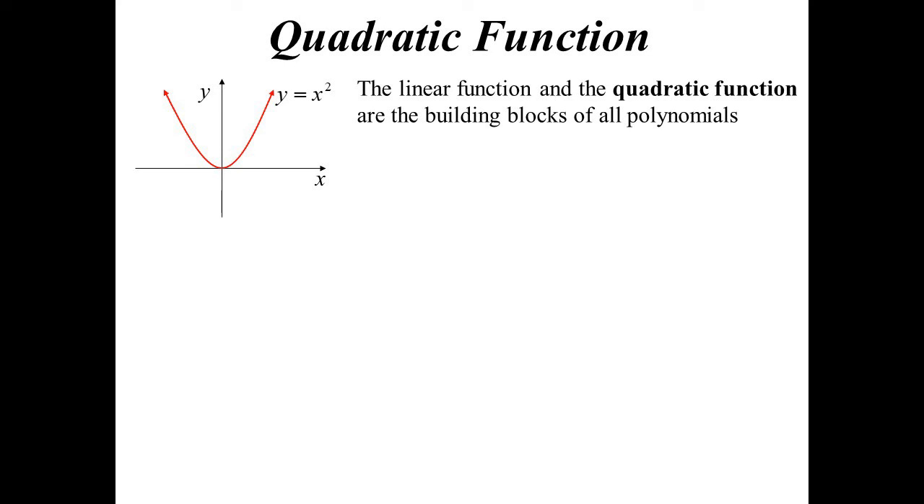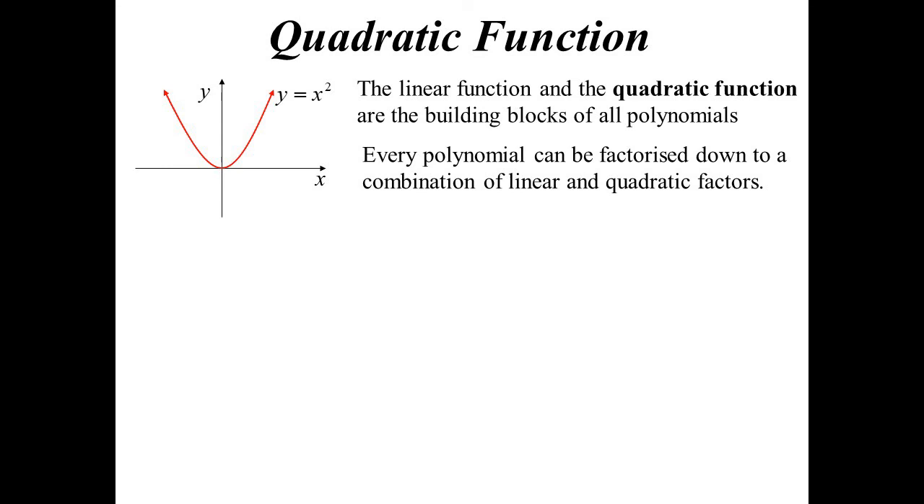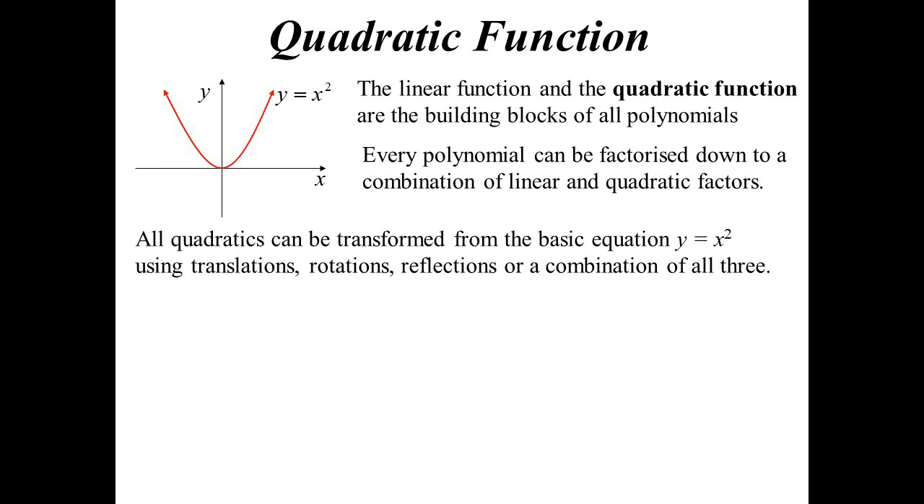They're basically the building blocks of every polynomial, because every polynomial can be factorised down to be a combination of linear and quadratic factors. And that's why being able to solve these things, well, linear functions are quite easy to solve, but being able to solve quadratics becomes very important. So as I say, the most basic one, x squared, and just like we saw with the basic straight line y equals x, every single quadratic can be built from it using translations, rotations, reflections, or combining all of those.